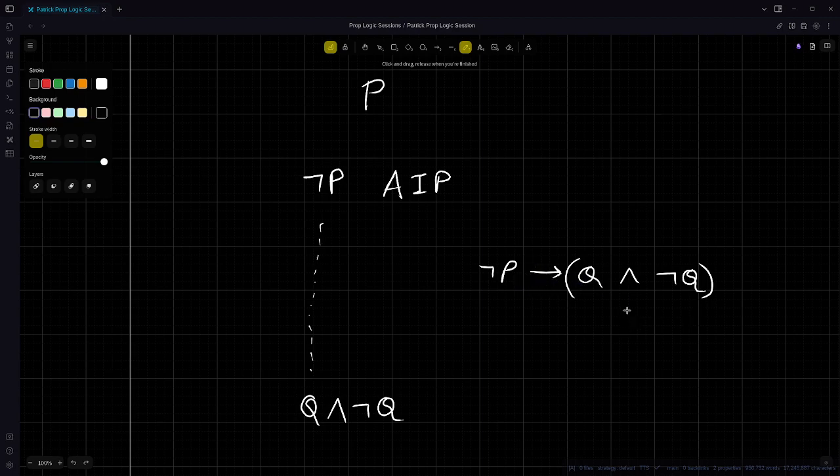Now, by the law of non-contradiction, we know that this is false. Because what does the law of non-contradiction say? The law of non-contradiction says that all contradictions are false. So wherever you see a contradiction, it will automatically get the truth value of F.